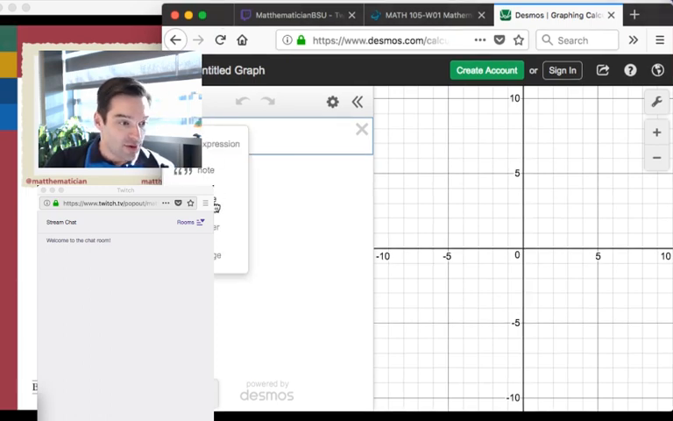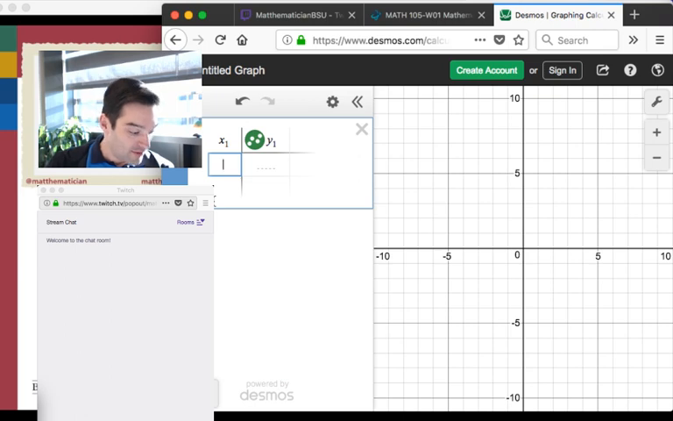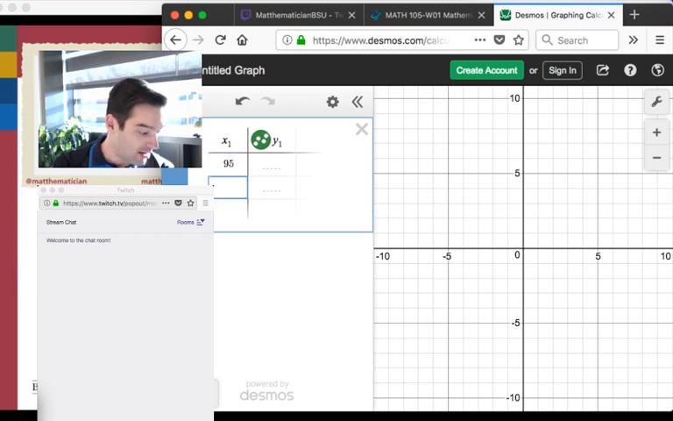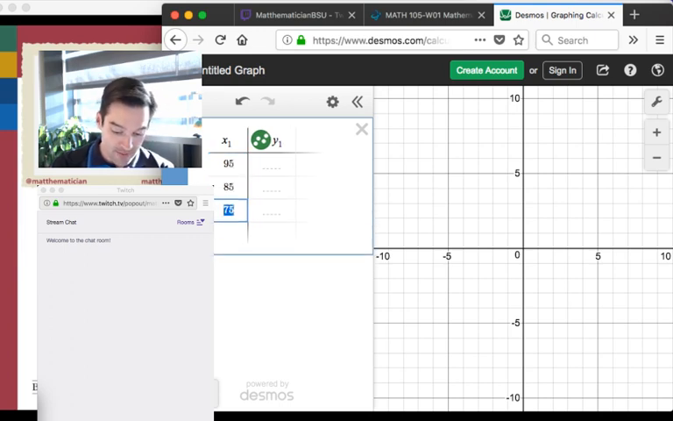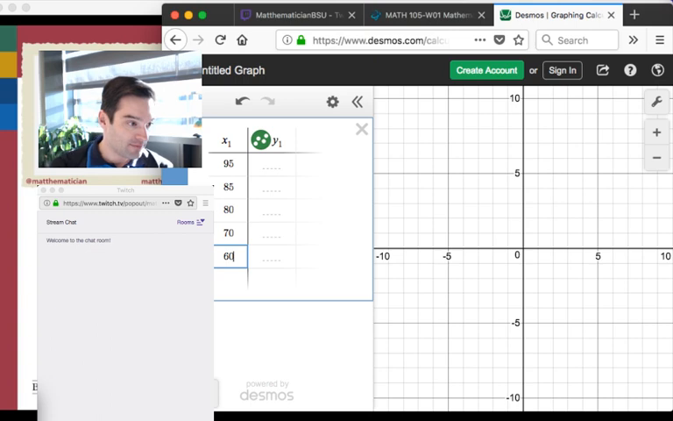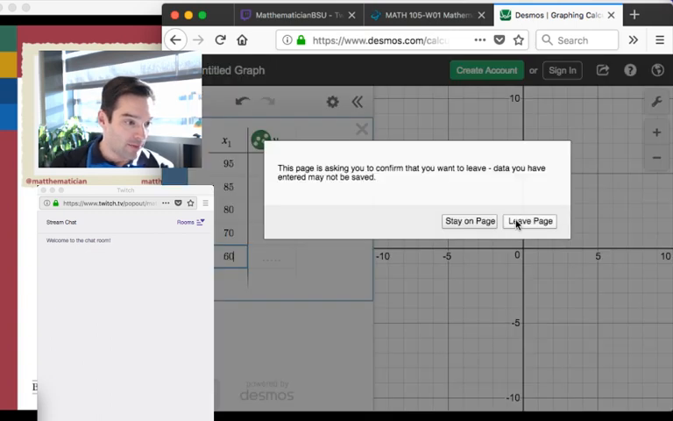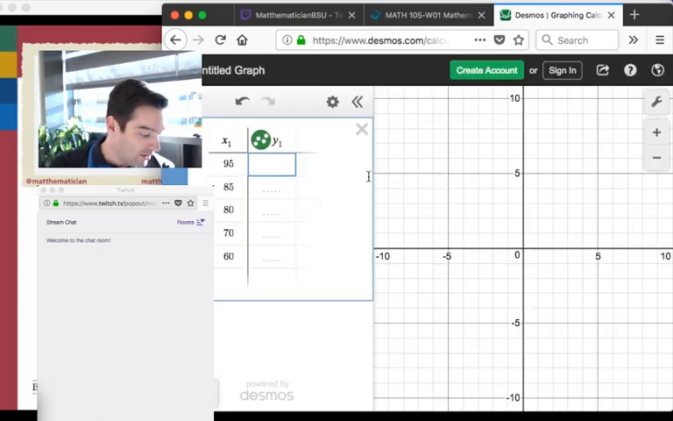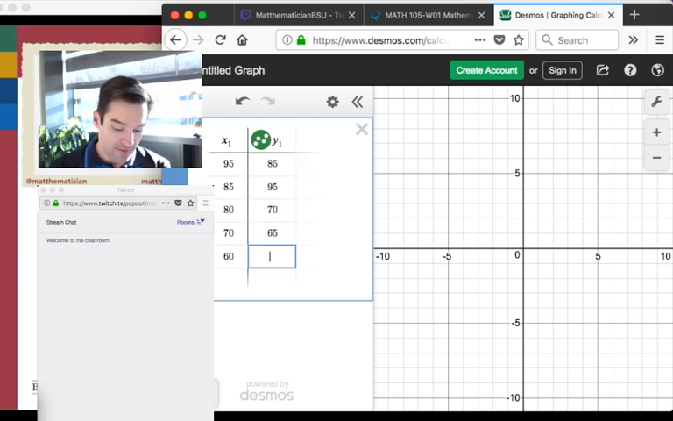So in Desmos, what I'll do to get my data is just insert a table. And in the X column, I'll just put in my X values, my SAT scores. So they were 95, 85, 80, 70, and 60. And in the Y column, the course grades in statistics, 85, 95, 70, 65, and 70. Notice nothing's happening on my Desmos graph over here.